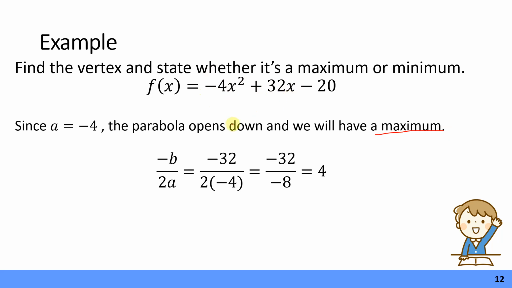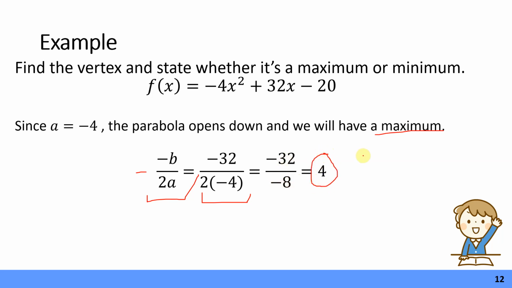I go back to my notes, and the notes say that when you want to find the vertex, you have to use the formula -b over 2a. Just so you know, in your notes the negative is up here. That's okay. I put it up here because I think it might be easier, but it's the same thing. So b is 32, so it's -32 over 2 times a, which is -4. I simply multiply 2 times -4, which is -8, and then divide. -32 divided by -8 is 4.